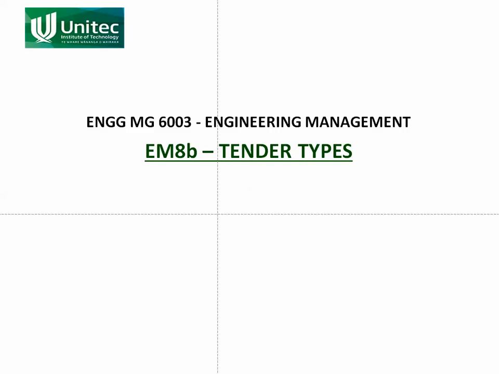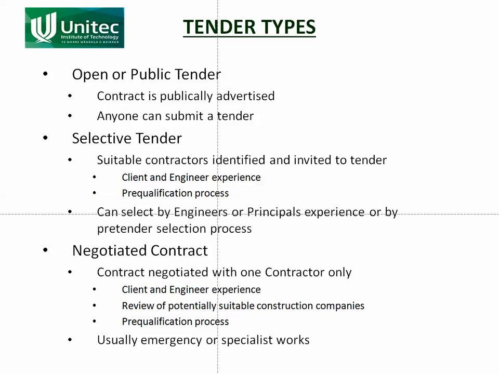In this slidecast, we're going to look at the types of tenders. There are different ways that we can progress that tendering process. So the three different ways are open or public tender, selective tender, and a negotiated contract. The first one is open tender.